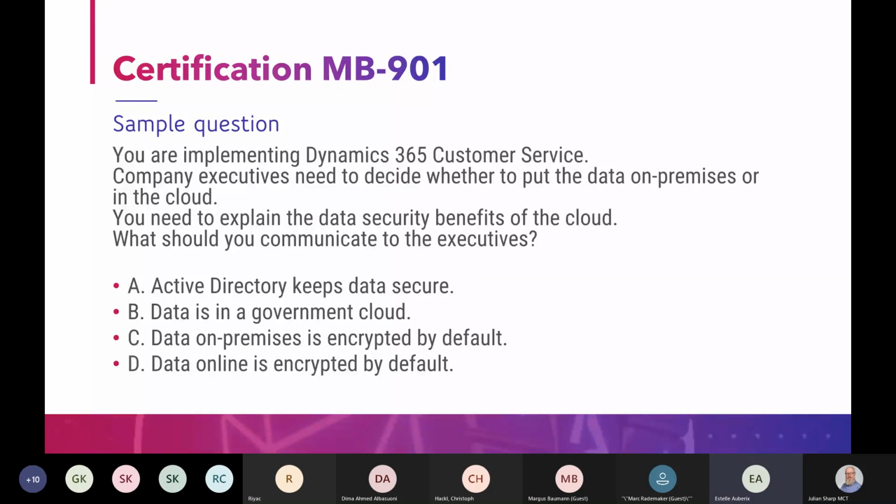As we don't have a lot of time, maybe if you want to answer in the chat, you can, or you can keep it in your mind. And the right answer is that, because this is in Dataverse, and in Dataverse all data is encrypted by default, and it's also easier to back up in the cloud. But the right answer is the encryption, because you didn't have the backup as an answer.